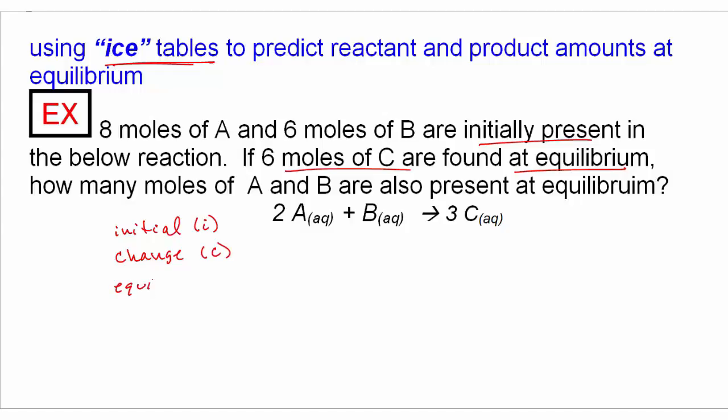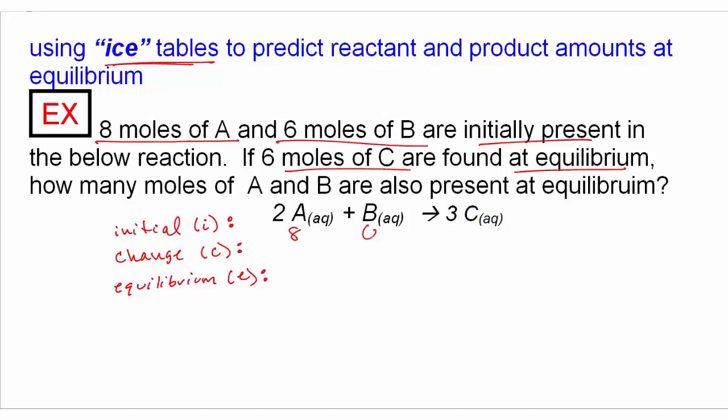Equilibrium, letter E. There's where the ice is coming from. Ice table: initial, change, equilibrium. The initial row is pretty easy. You just put in whatever numbers they told you. Copy them. 8 moles of A, so put in an 8.